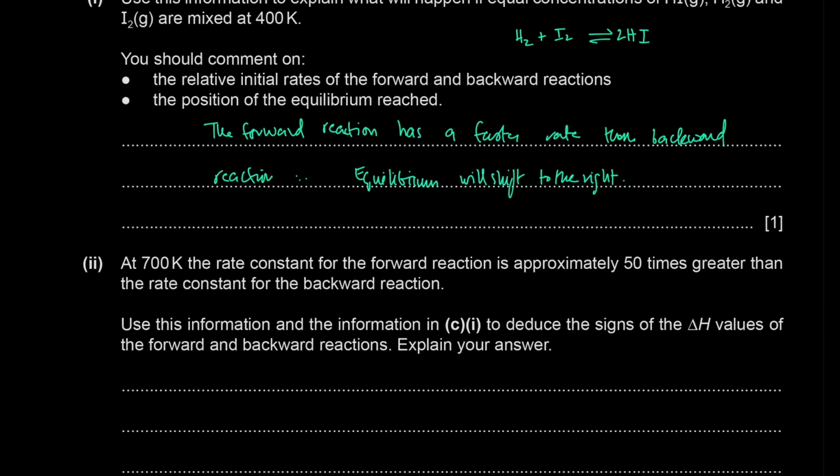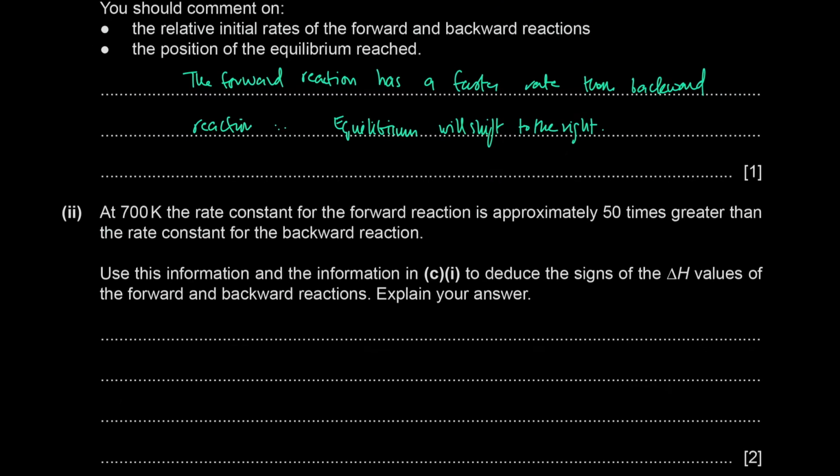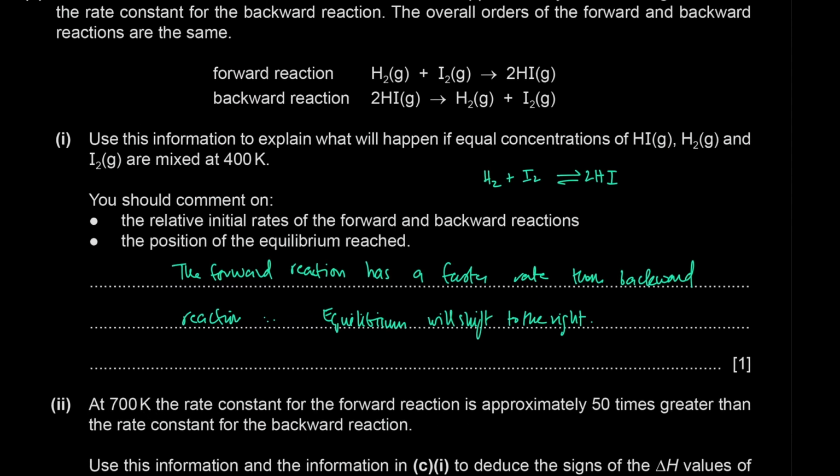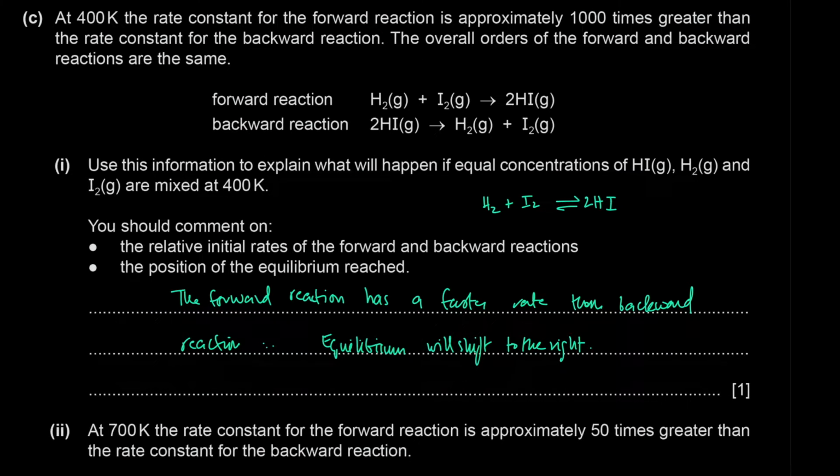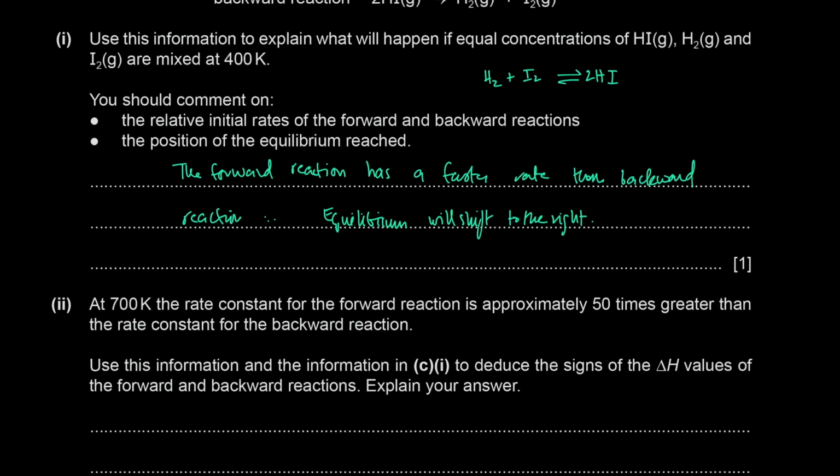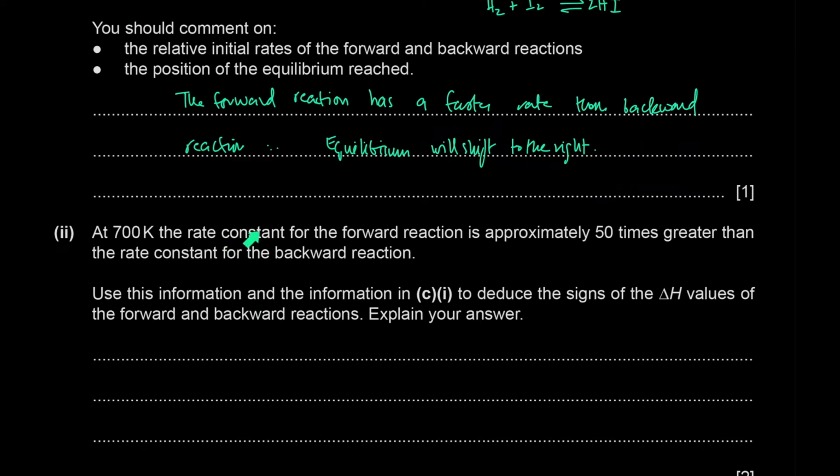At 700 Kelvin, the rate constant for the forward reaction is approximately 50 times greater than the rate constant for the backward reaction. Use this information and the information in C part 1 to deduce the signs of the enthalpy change values for the forward and backward reactions. Explain your answer. So over here, at 400 Kelvin, the forward reaction is 1,000 times greater. But at 700 Kelvin, the forward reaction rate constant is only 50 times greater.